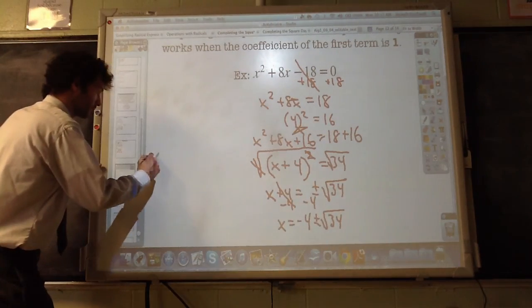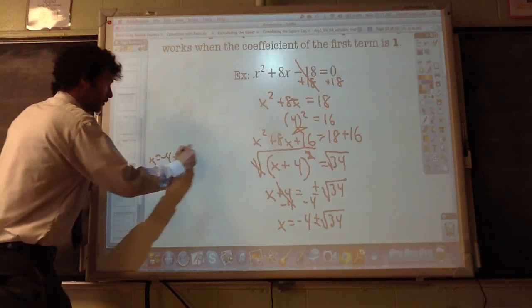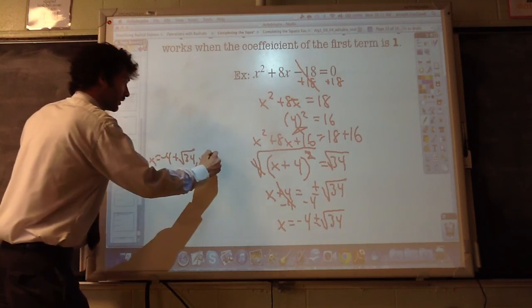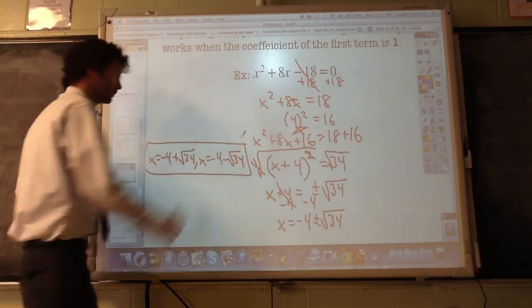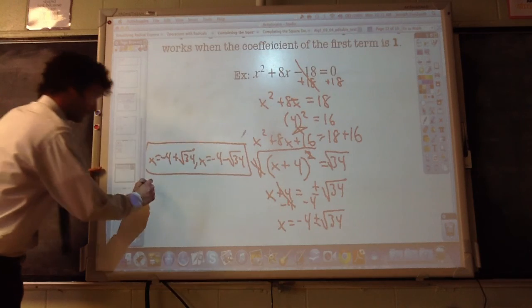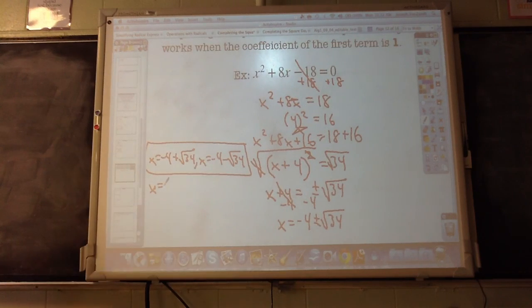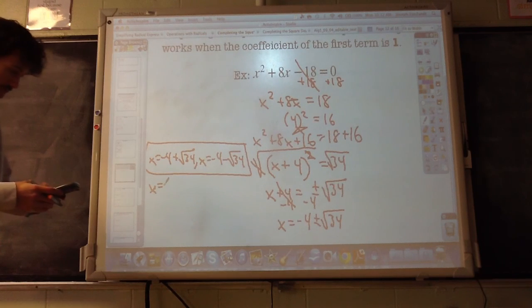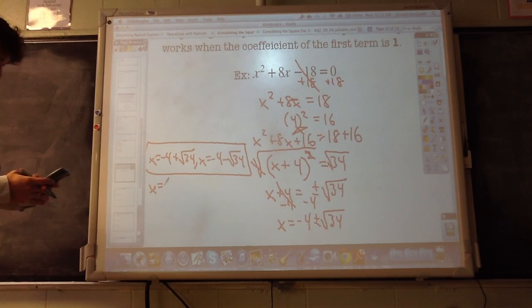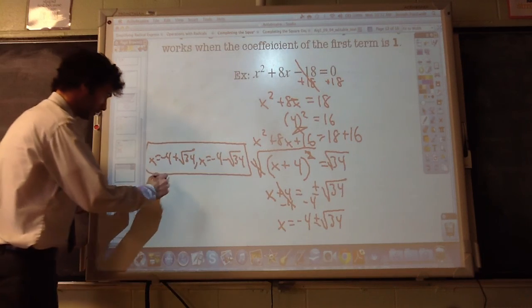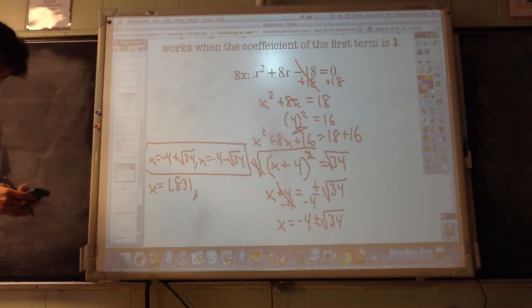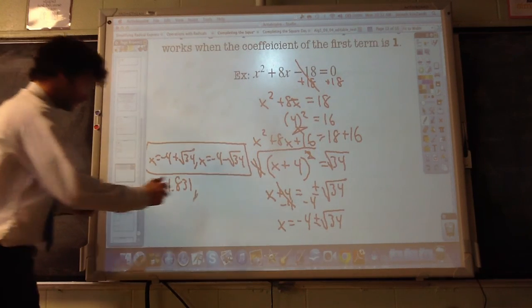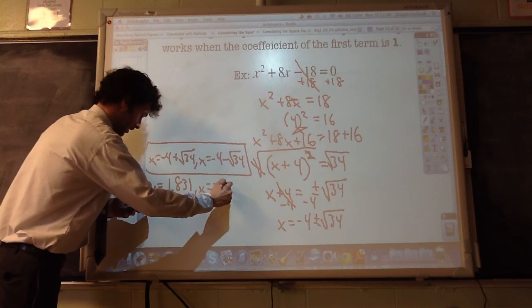That's the whole process. So I would have x equals negative 4 plus the square root of 34, and x equals negative 4 minus the square root of 34. That would be the first way to write my answer. And then the other way requires the calculator, where I get the decimal approximations for these. So let's see if we can get those. Y'all should check me on these, make sure I don't type anything in wrong, but I got 1.831 and x equals negative 9.831.